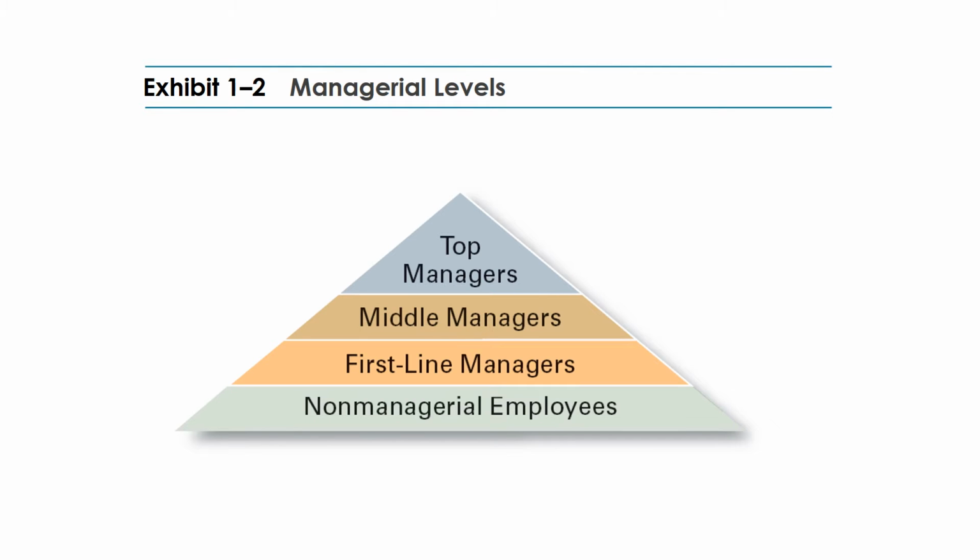Managerial levels come on three different levels, and yet there is the non-managerial position. As we said, employees could be either managers or non-managers. Non-managers come at the base, the bottom of the pyramid, whereas managers come in three different ranks: first-line managers, middle managers, and top managers.